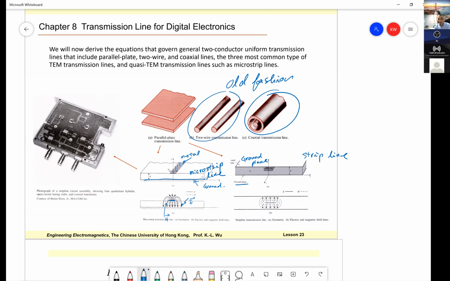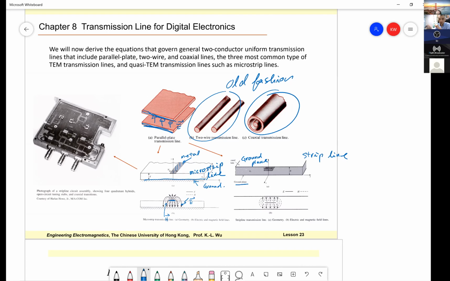And also we can have two parallel plate conductors. If we have two conductors in parallel, and the electrical field can exist between the two conducting plates, then they can propagate like a plane wave. We will use this as an example in our discussion.